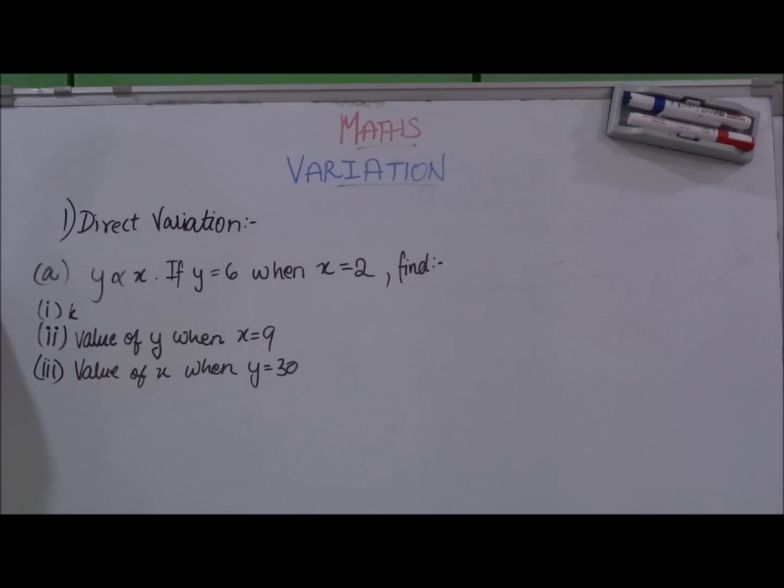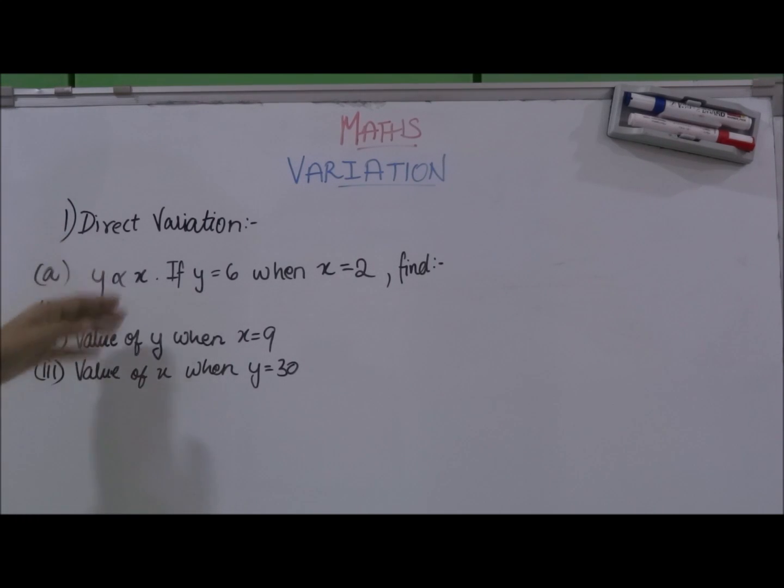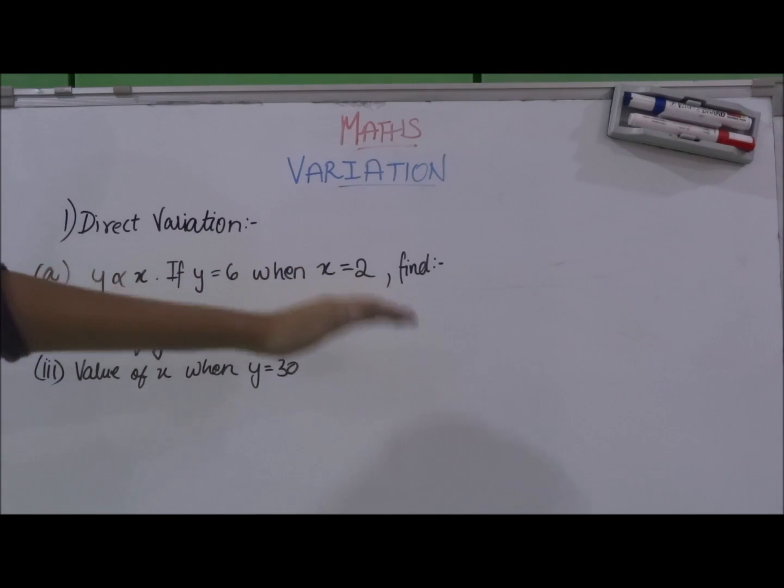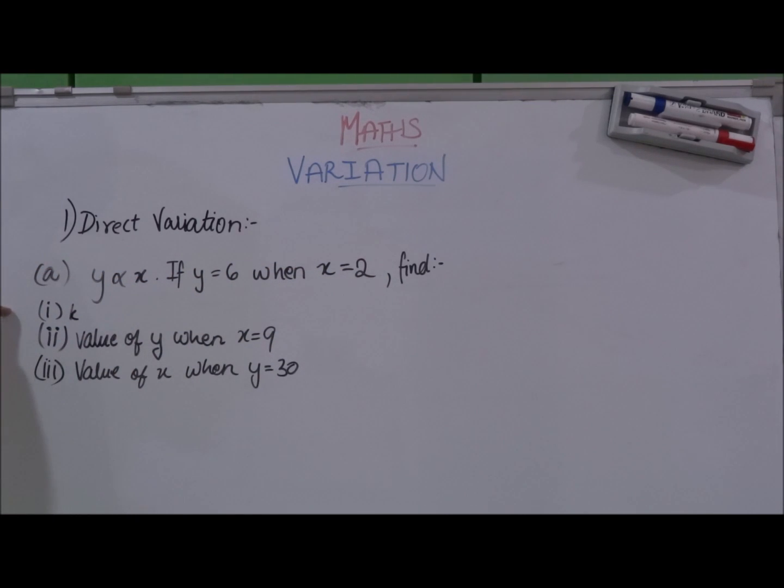Let's see how to solve sums on direct variation. So the first sum: y is directly proportional to x. If y is 6 when x is 2, find k. That is, first we need to find out the constant of proportionality, the value of y when x is equal to 9, and the value of x when y is equal to 30.